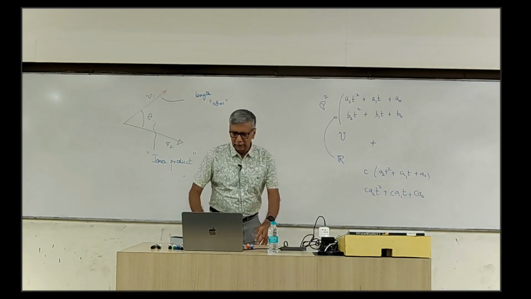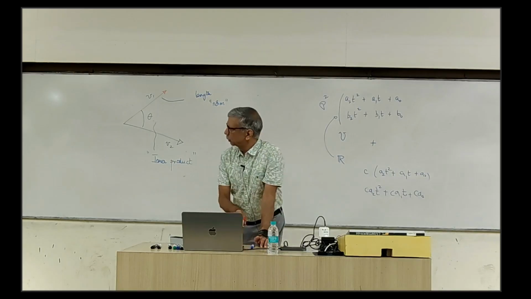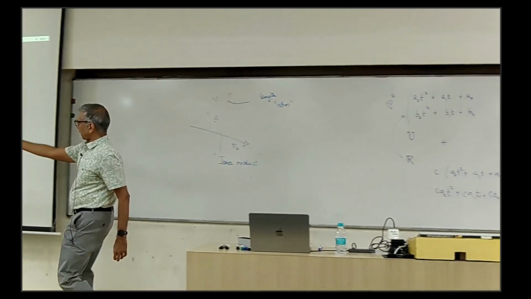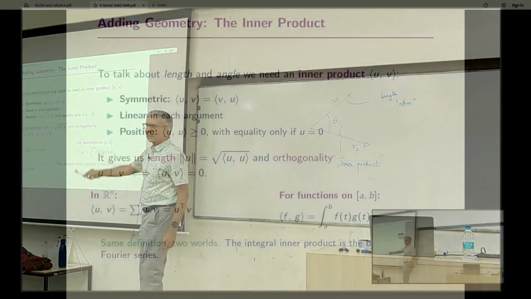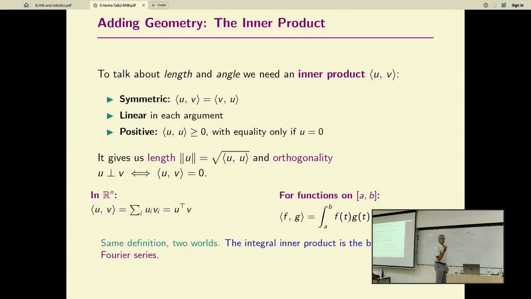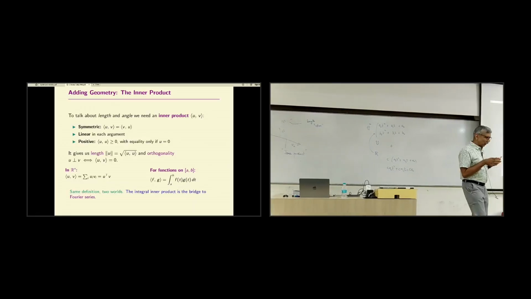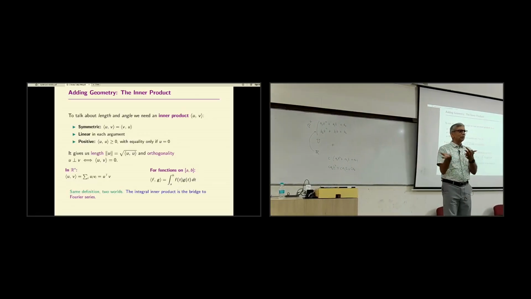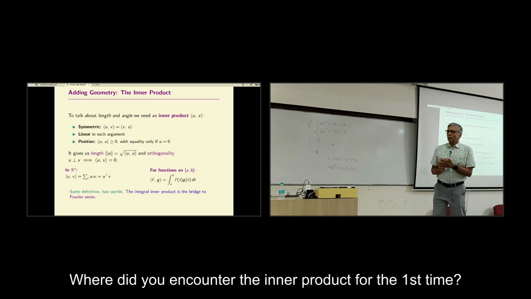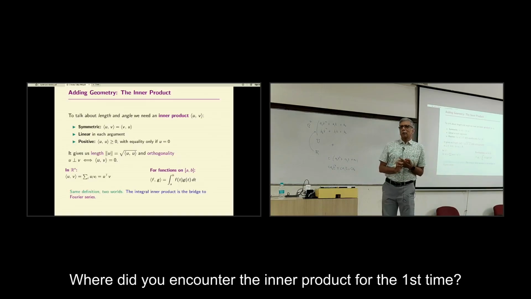So now here are two. On Rn I have defined an inner product. Where did you encounter an inner product first time? I said you encountered the least squares problem in physics. Where did you encounter the inner product for the first time?